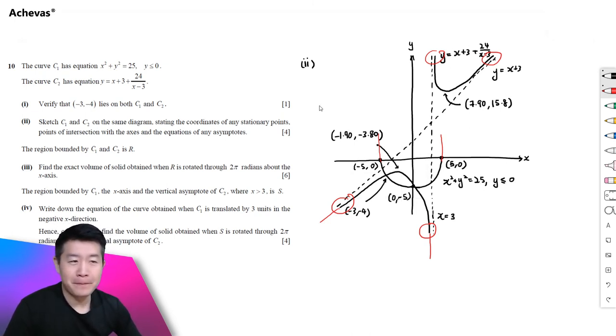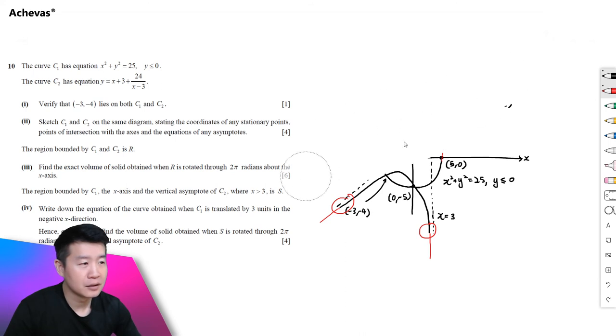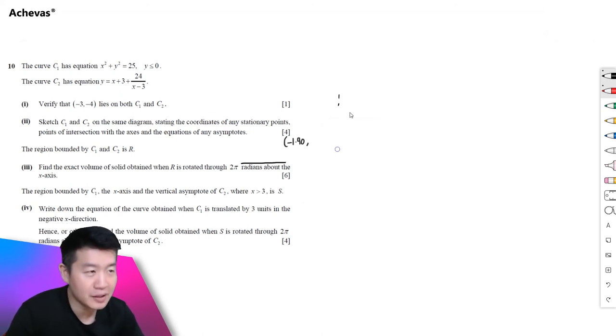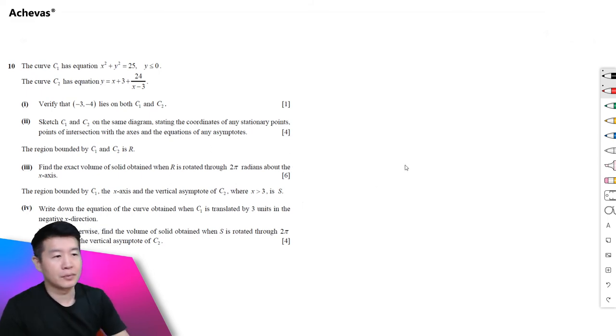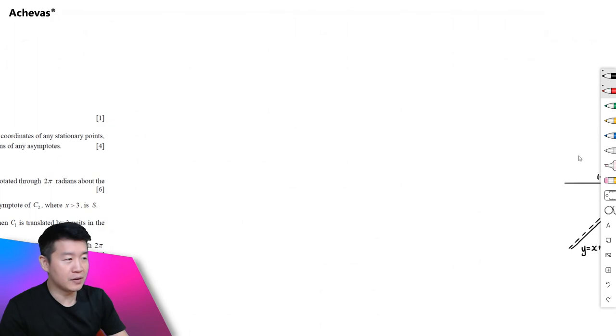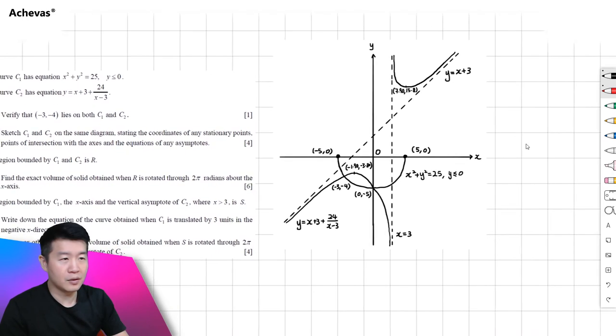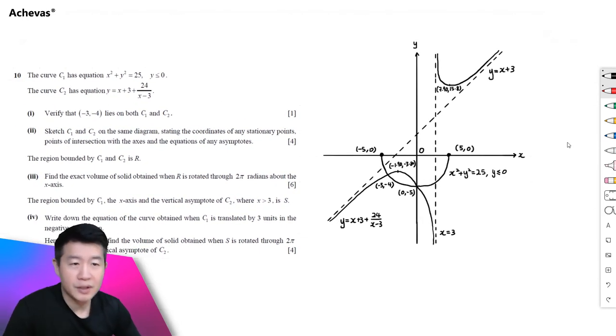Okay, next. I've already drawn a graph so that I can do some shading for part 3 and part 4. So it is the same graph. Give me a second. Oops, what's happening? Where is my graph? Okay, here. This is the same graph. So now we are working on this region R. According to the question, region R is the region that is bounded by C1 and C2.